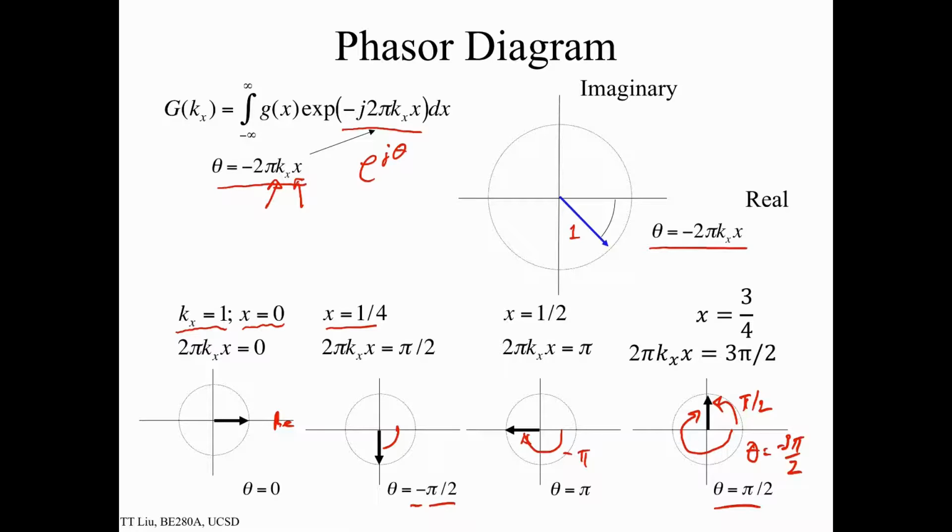So we can see that basically e to the minus j 2 pi kx x is a spatially varying phasor where the phasor angle varies with space. And for example, if we'd gone one last location, x equals 1, then we find the phasor returns back to its origin. And that makes sense. With kx equals 1, the period is just 1 over kx equals 1. So we expect the phasor to return back to its original location after we've gone x equals 1.